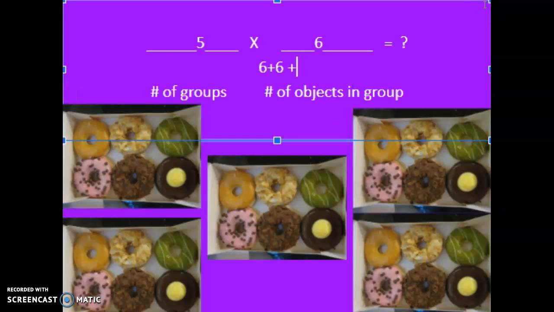6 plus 6 plus. So I have 5 groups, 1, 2, 3, 4, 5 of 6s. So 6 is what's being repeated in my sentence.